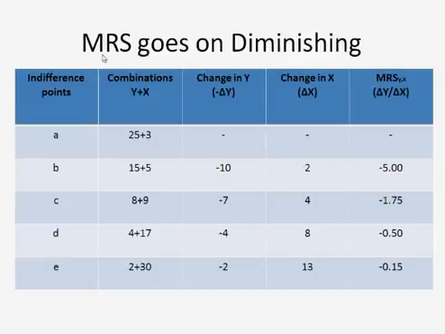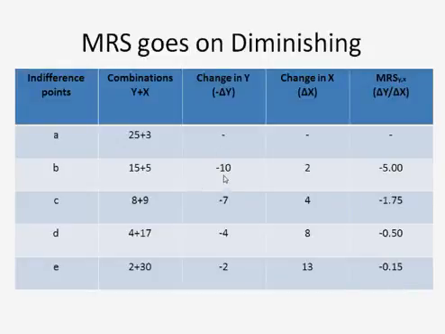We can understand the concept better with the help of a schedule. Let us understand why the marginal rate of substitution goes on diminishing. These are the various indifference points where the total utility will always be the same. We have used different combinations of Y and X. We can see here that as and when we are substituting Y for X, the marginal rate of substitution is diminishing.